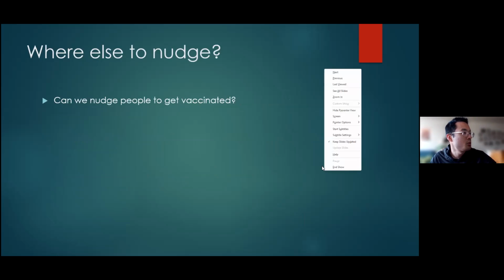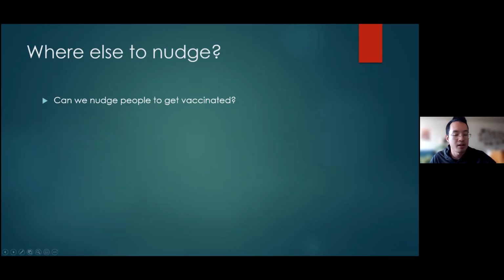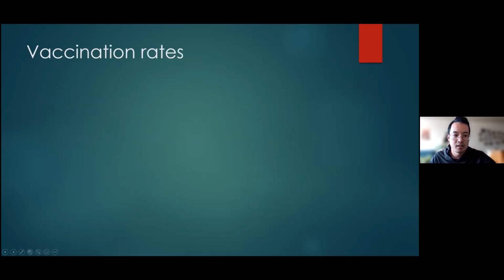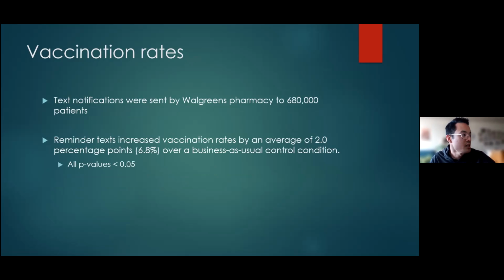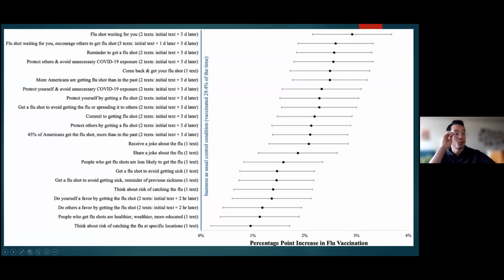Yeah. So where else have we utilized these clinical nudges in choice architecture? They did this very large study in 2020 before the COVID vaccination came out. And they took 680,000 clients of Walgreens and they sent them text messages. And reminder texts increased vaccination rates by an average of 2 percentage points over normal. And this next slide will tell you which were the most effective, which I thought was really cool.